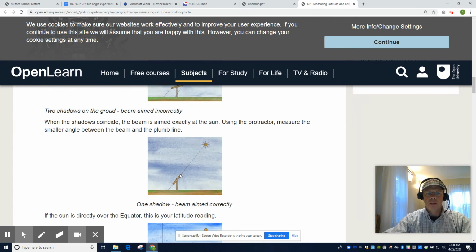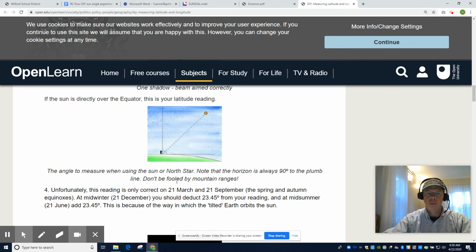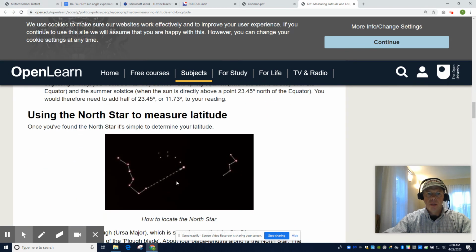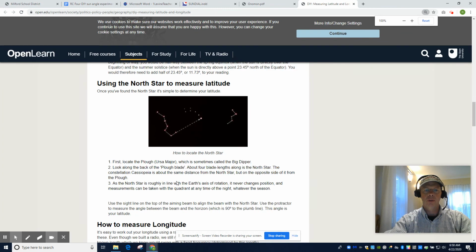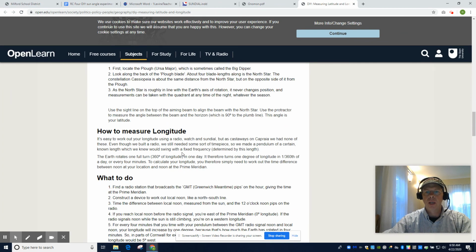align the quadrant to point directly at the sun and use the shadow cast by the sun to make sure it's aligned. Anyway, you can use the North Star too to figure out your latitude and longitude. Longitude requires a clock, basically.